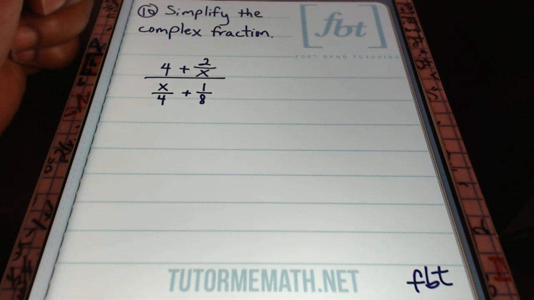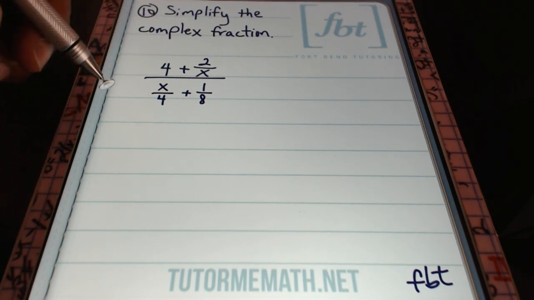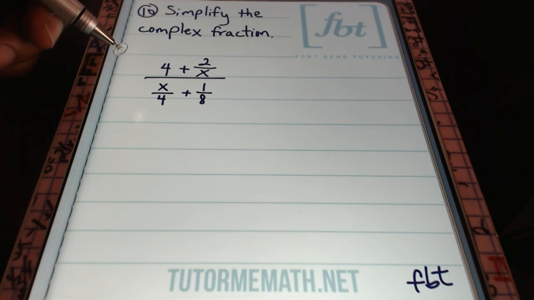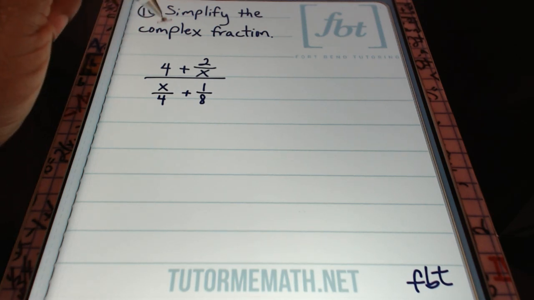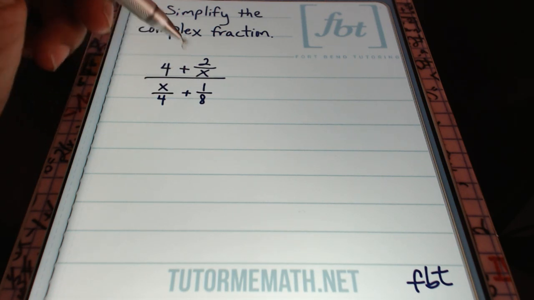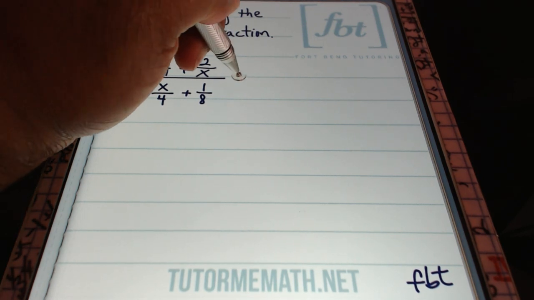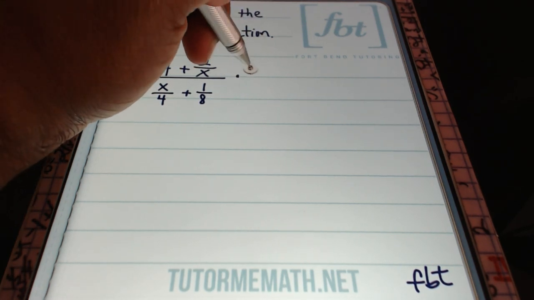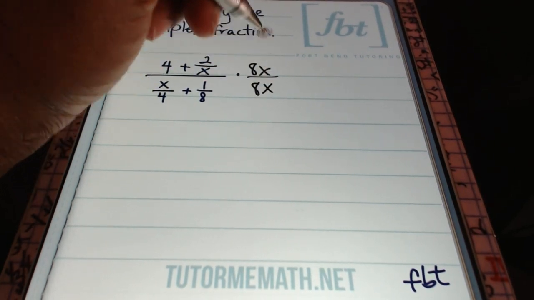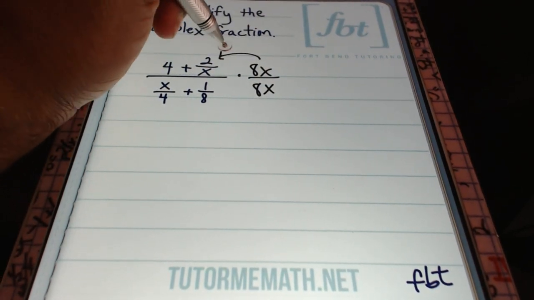There are several ways to attack a complex fraction, but when I have multiple terms in the numerator and in the denominator, I like to multiply each and every term, each and every element by the LCD of the entire rational expression. See, I have denominators of x, 4, and 8 showing. If I multiply each and every term by 8x, I can kill the complex fractions within this problem.